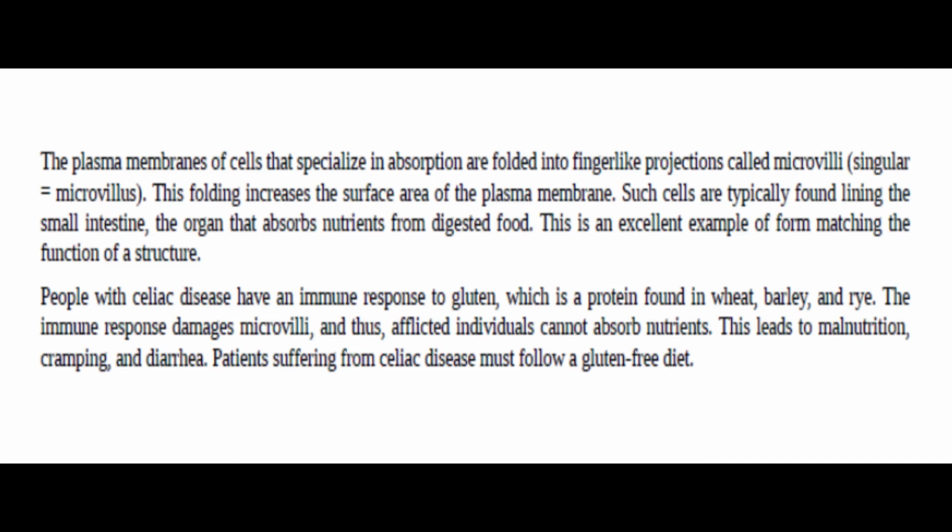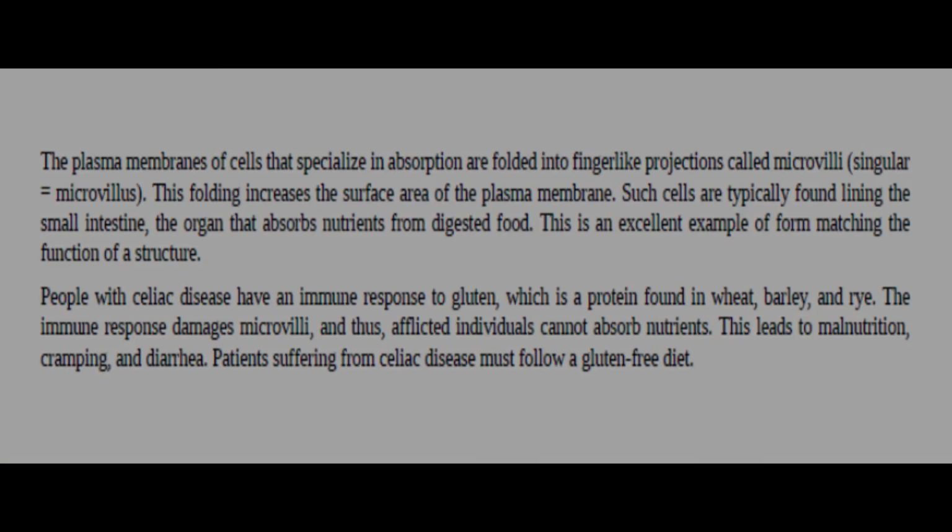People with celiac disease have an immune response to gluten, which is a protein found in wheat, barley, and rye. The immune response damages microvilli, and thus affected individuals cannot absorb nutrients. This leads to malnutrition, cramping, and diarrhea. Patients suffering from celiac disease must follow a gluten-free diet.